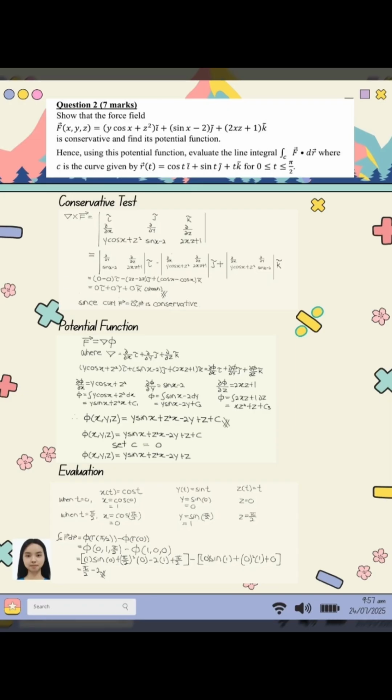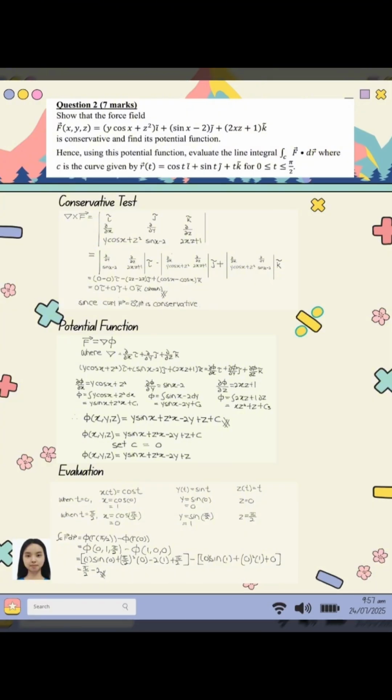To find the potential function, we need to calculate the gradient. Then we need to integrate the gradient to obtain the terms of phi. For all similar terms of phi, we just integrate once, then combine all the phi terms in one equation. Therefore, we will obtain a phi equation which is y sin x plus z squared x minus y plus z.